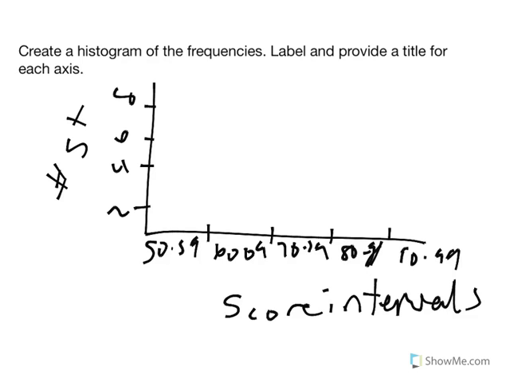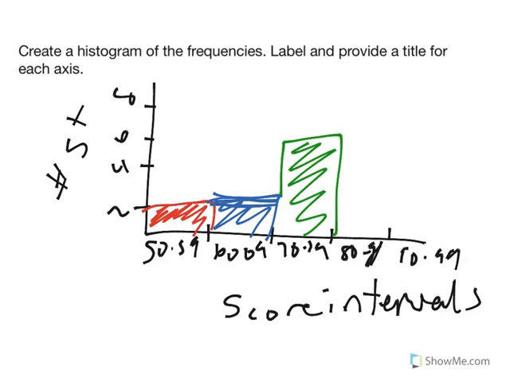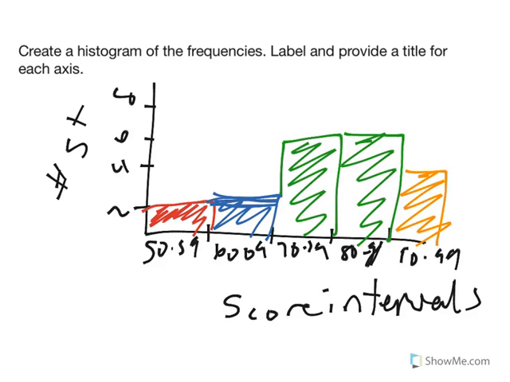And now that it tells you it's a histogram, we say, okay, 2 people were from 50 to 59. And then 2 people were from 60 to 69. Okay, those should be the same height. And then 6 people were here. And then 6 people were here. And 4 were in our last one. And these should all be the same.